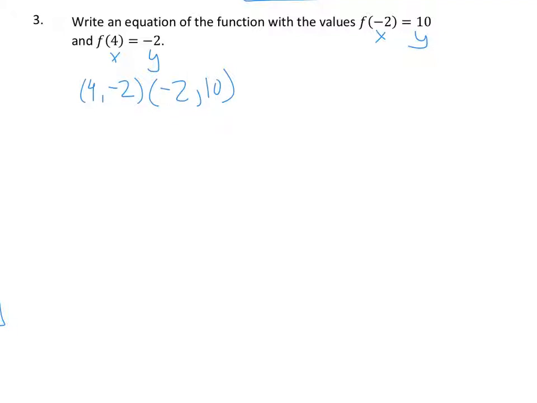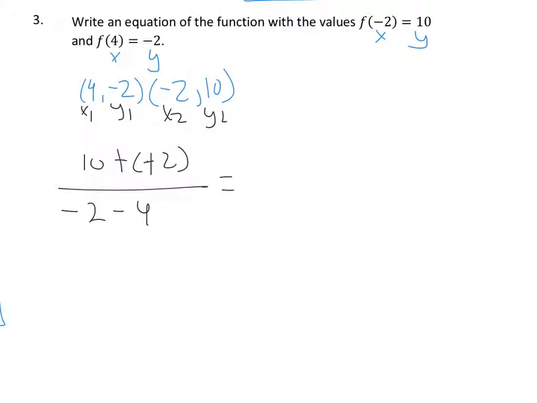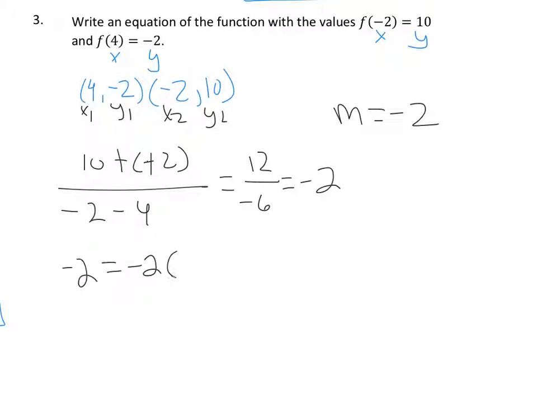And then we have x1, y1, x2, y2. So I have 10 minus negative 2 over negative 2 minus 4. So I get 12 over negative 6, which is negative 2. So I know my slope is negative 2. I'm just going to use the first point. So I have negative 2 equals, m is negative 2, x is 4, plus b.